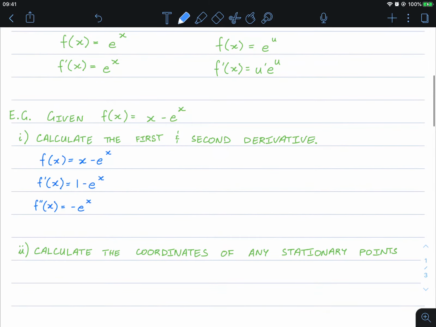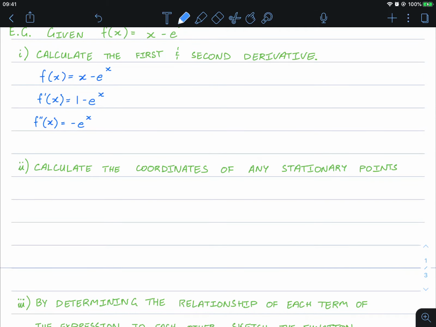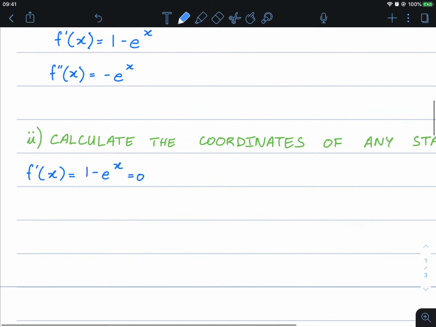So now let's calculate the coordinates of any stationary points. To find the stationary points, we need to let the first derivative equal 0. So let's do that now. We're going to let this equal 0 and solve for x. Moving the 1 over, we get negative e to the x equals negative 1. We can divide by negative 1, giving us e to the x equals 1.